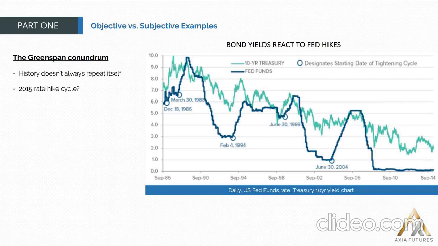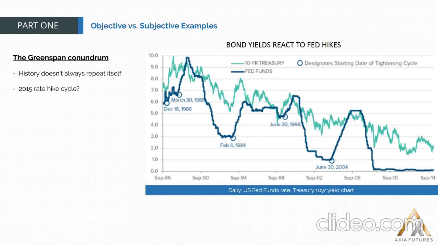So let's take a look at this conundrum and see why people were so baffled. What we've got here is a chart dating back to 1986, and as we can see, we've had four rate hike cycles since then. The first major hiking cycle, from 1986 all the way up to 1989, is shown by the solid dark blue line. That's effectively the Fed funds futures rate. That's the US Fed hiking cycle.